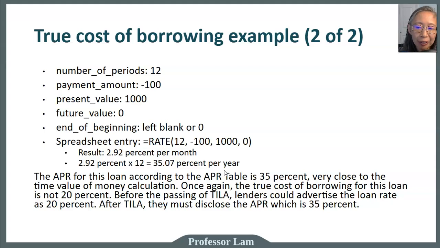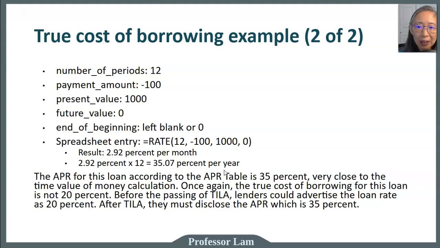Before the passage of the Truth in Lending Act, we talk about this in the textbook. Before the passage of this law, loan companies or banks could advertise the loan as 20% and hide the fee or hide the fact that it's a $100 per month payment. When the truth is that the APR for both loans is not 20%.